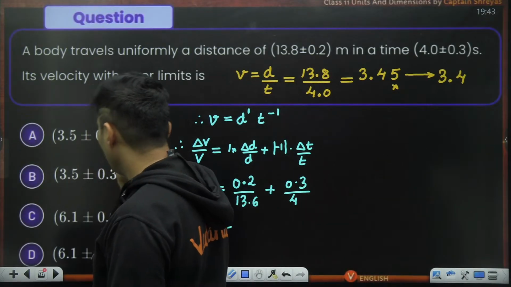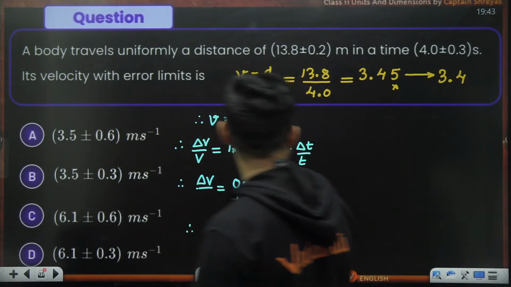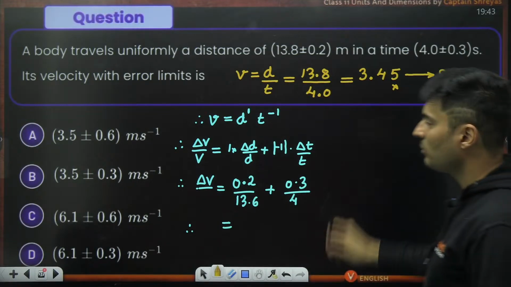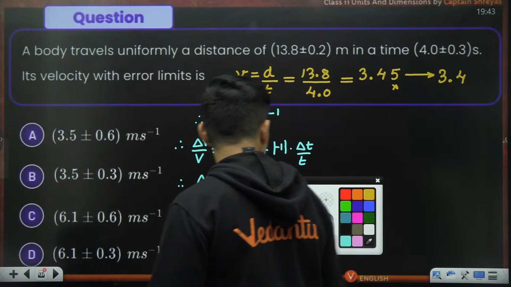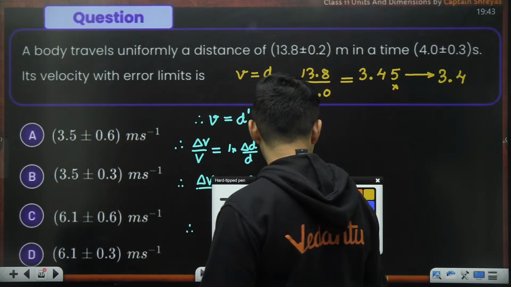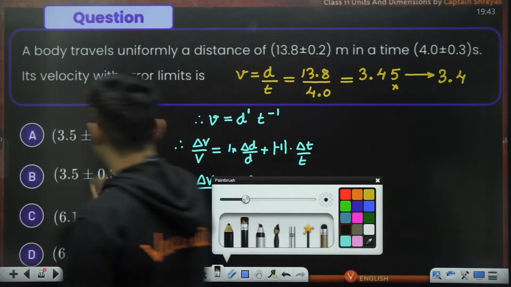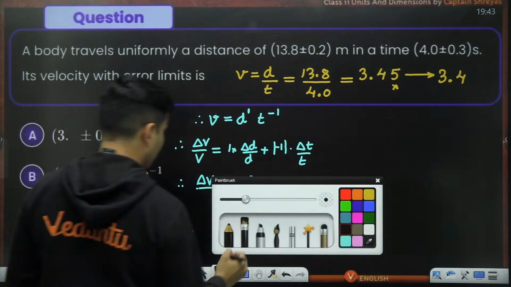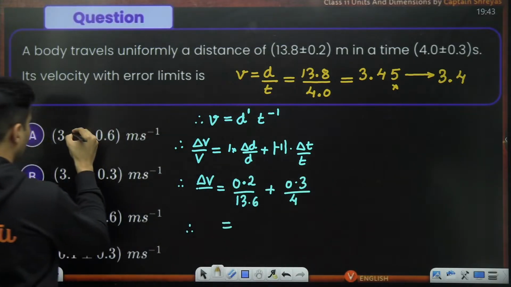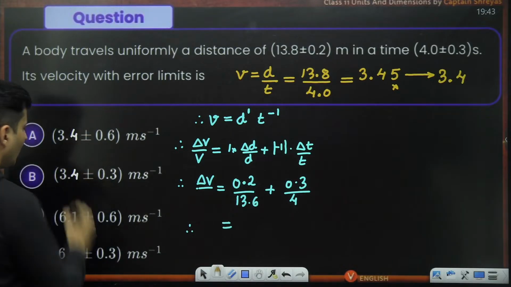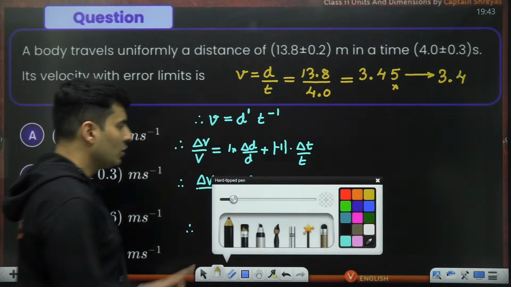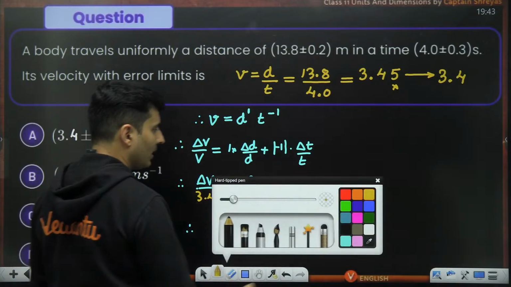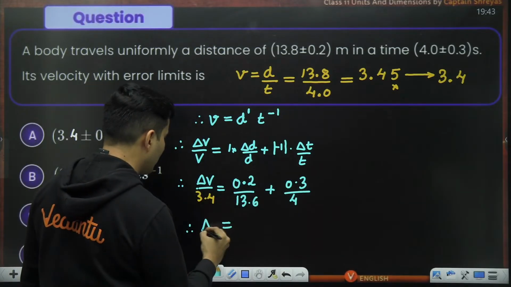Just check this out. I think the answer given over here is slightly wrong. It cannot be 3.5 because if it is 3.45, the rounding off should be 3.4. I think the options given over here are slightly wrong. Okay, I'll correct it right away. Yeah, 3.4 seems to be fine. Now use that same 3.4 over here, because from that you will get the value of delta V.